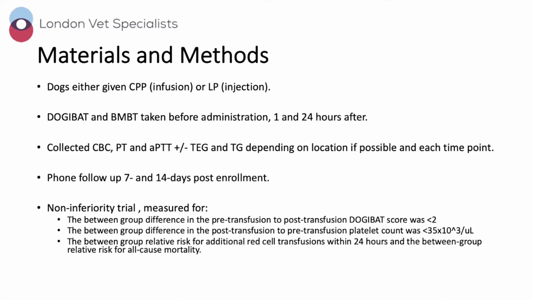And the main things that were measured in the non-inferiority trial were the between-group difference in the pre-transfusion to post-transfusion DOGGY BAT score, and then the group difference between pre-transfusion and post-transfusion platelet counts, and the relative risk for additional red blood cell transfusions within 24 hours, and between-group relative risk for all-cause mortality as well.